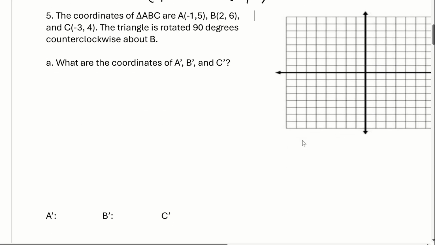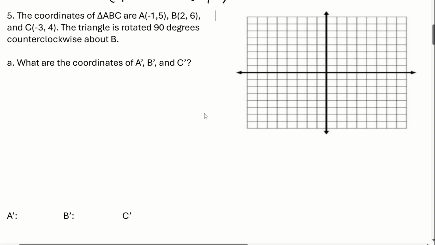Number 5, the coordinates of triangle ABC are given. The triangle is rotated 90 degrees counterclockwise about B. What are the coordinates of A prime, B prime, and C prime? I'm going to draw the triangle as well. So we got -1, 1, 2, 3, 4, 5. We got B is 1, 2, 1, 2, 3, 4, 5, 6. And this should say -3, 2, not -3, 4. Okay, so we need to change that.